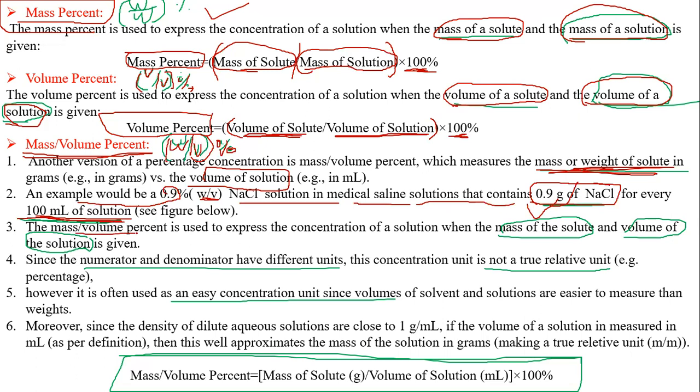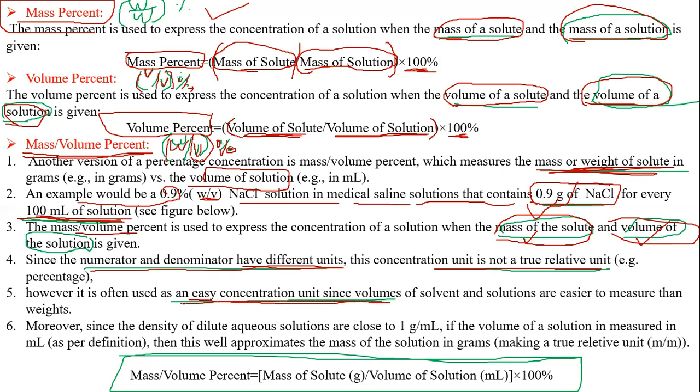Now, mass by volume percent. As I told you, you are taking mass of a solute and volume of a solution. So numerator and denominator have different units. Numerator is in gram and denominator is in ml. So they have different units, so the concentration unit is not a true relative unit. But this is an easy method to define the concentration.